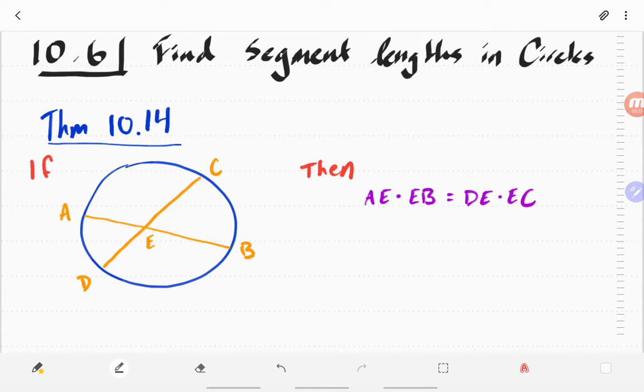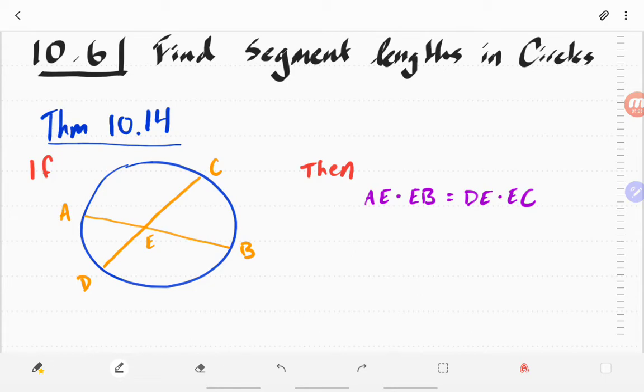Now, if I'm looking at segment AE here, that is a segment of a chord. Whenever we refer to parts of a chord, like EC, EB, DE, those are called segments of the chord. We're going to use segments of a chord to find missing parts or chord lengths, that sort of thing.